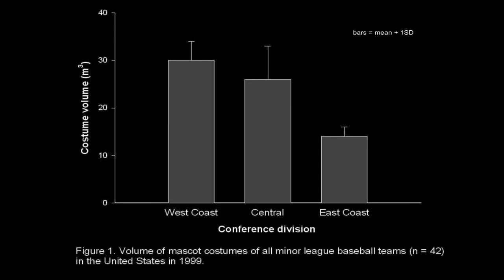So now we say this is volume of mascot costumes of all minor league baseball teams, N of 42. That's our sample size of all of them together. In the United States in 1999. And then over there in the upper right-hand quadrant, it says the bars are mean values plus or minus one standard deviation. So now we have all the information we need. We know what this is. This is minor league baseball team data, in a specific year. There's a lot of data here. It's not an N of 3. It's an N of 42.